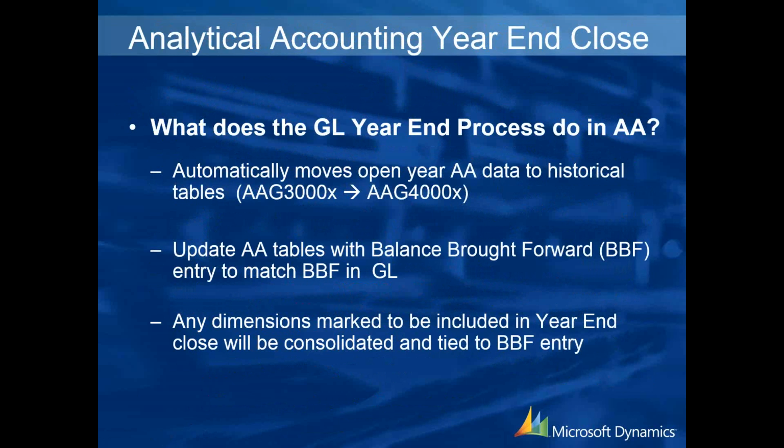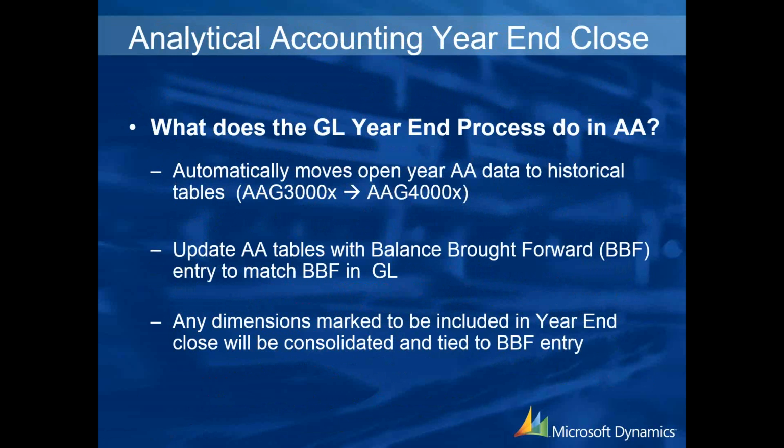This is key if you have any special reports written that pull from these AAG analytical 30,000s, it will move them into 40,000. So any SmartList builders, SmartList query designers, SQL Reporting Services reports that have specifically been written on open transactions versus historical would be greatly affected by this particular year-end close.